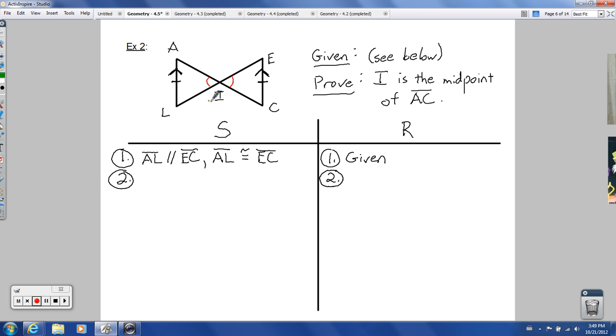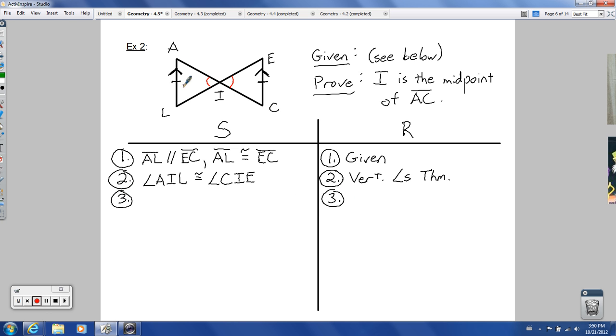I can't just say angle I, there's different angles here, so I could say angle AIL is congruent to angle CIE, matching up in the same way. If you said EIC, that would also work. But AIL and CIE, what kinds of angles are those? Those are vertical angles. So you could say vertical angles, or you could say vertical angles theorem. Theorem is a little better, but if you just said vertical angles, that works for me too. So vertical angles is what I have there.